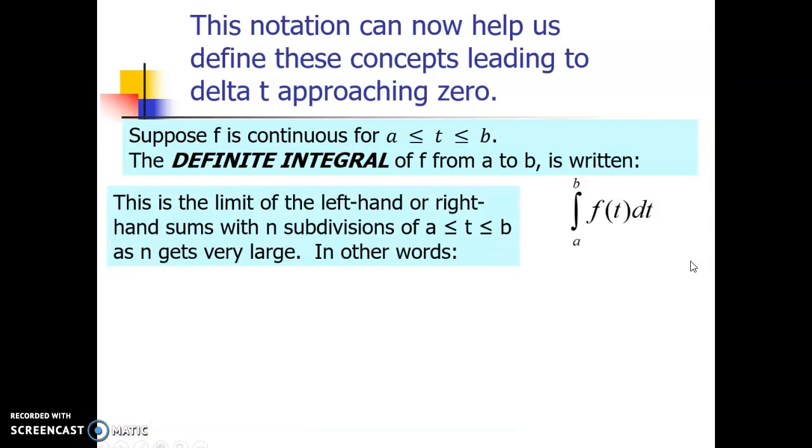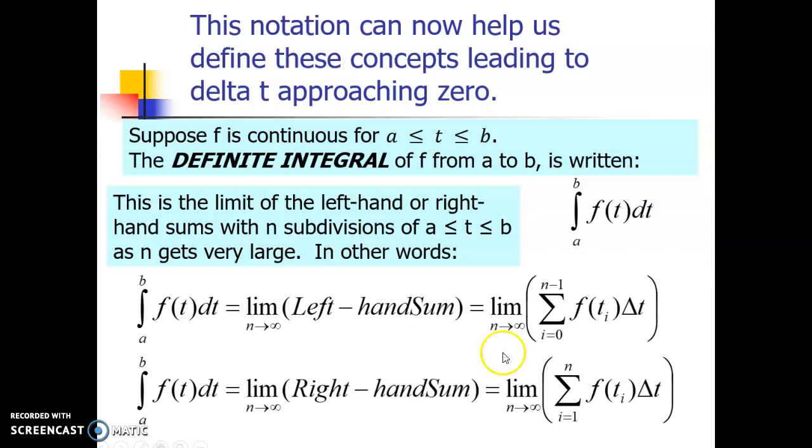This is the sum of the left-hand or the right-hand sums with n subdivisions from A to B as n gets really, really large. In other words, as the number of rectangles gets really, really large. In other words, this Riemann sum, this is the left-handed sum, this is the right-handed sum. Newton and Leibniz said, what about if we take the limit as the number of rectangles, this n value, goes toward infinity? That value that we find is called the definite integral.